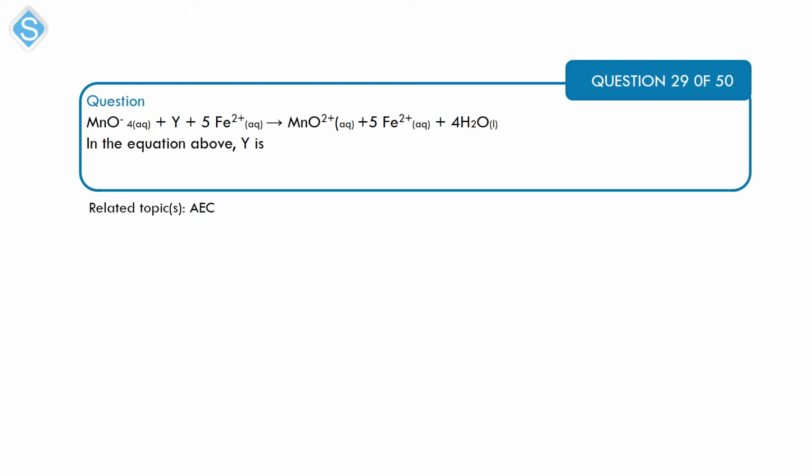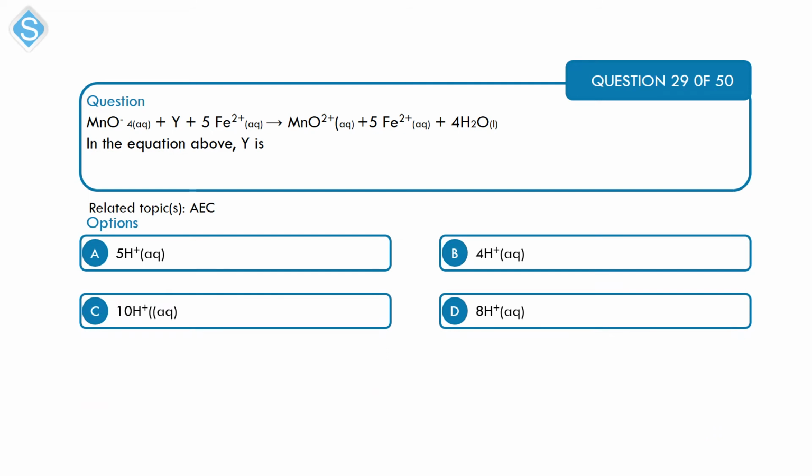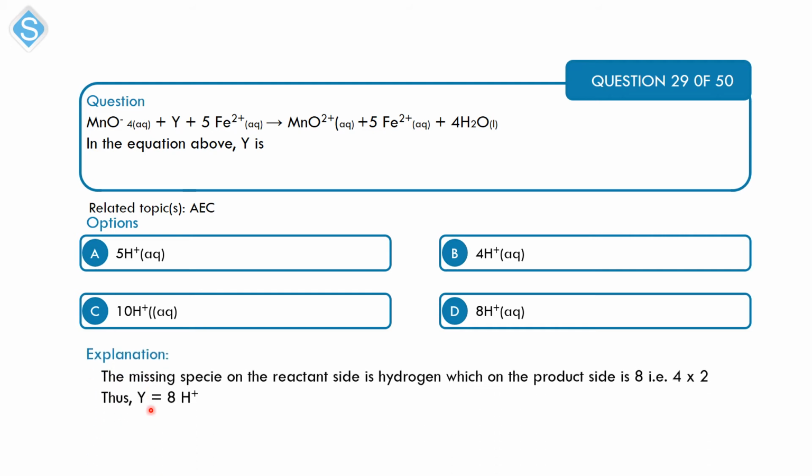Next is a question on atoms, elements, and compounds. In the diagram above, Y is A, 5H plus, B, 4H plus, C, 10H plus, and D, 8H plus. Of course, the H plus is the hydrogen ion. Alright, so if you look at this equation there, you realize that there's something missing on the reactant side. If you look at what we have here, you have manganese here, you have iron here, you have oxygen here. But then you have hydrogen on this side, you do not have hydrogen on this side, and so this Y here must be hydrogen.